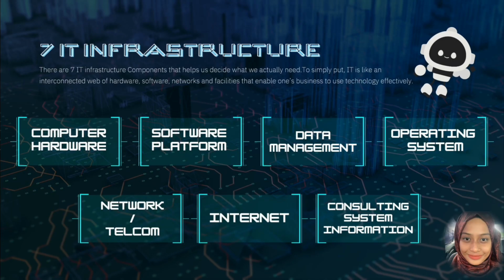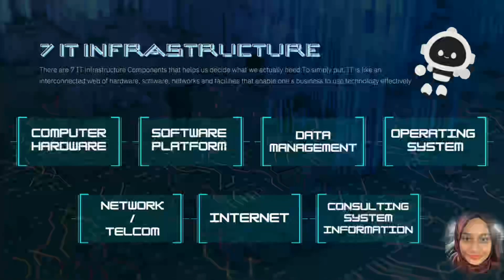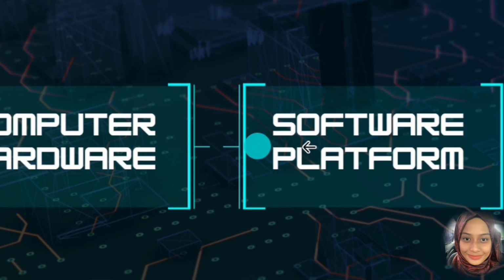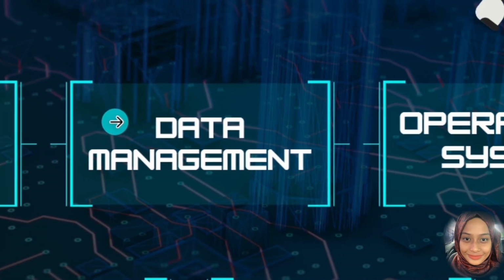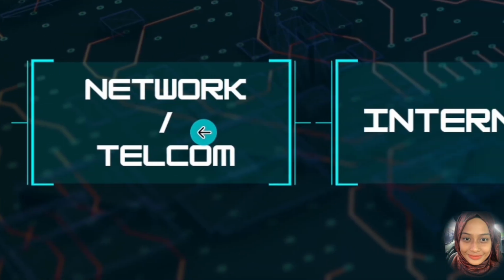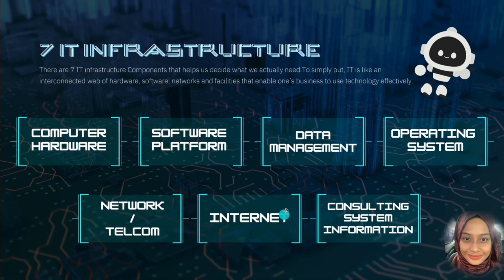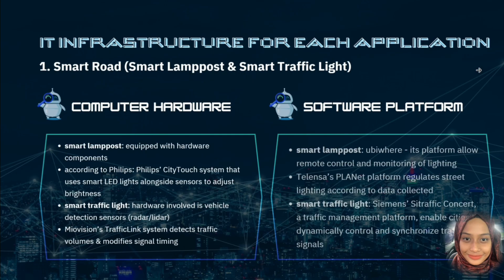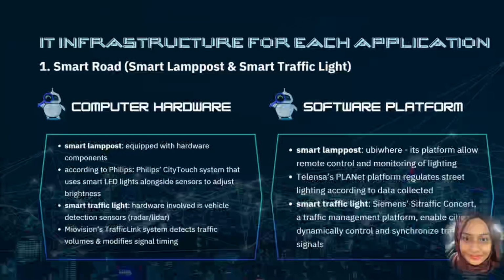So these are the 7 IT infrastructure components that we must know to help us decide what we actually need to fulfill our business goals. There are computer hardware, software platform, data management, operating system, network or telecommunication, internet and consulting system information. So let me introduce you to the IT infrastructure for each application that we've mentioned just now.